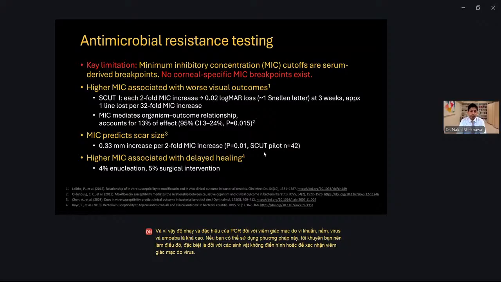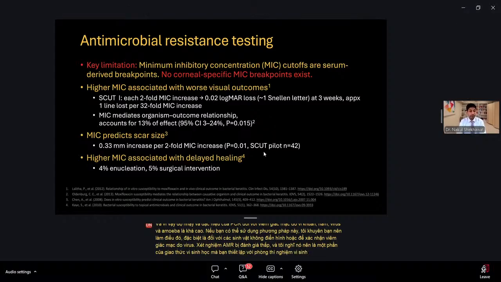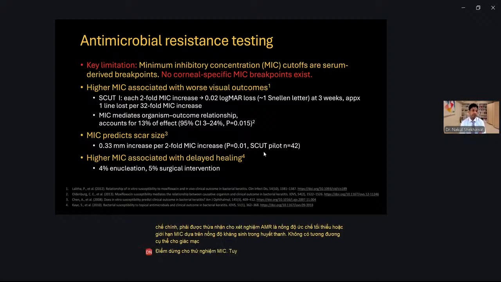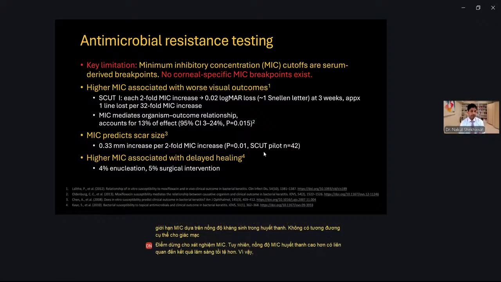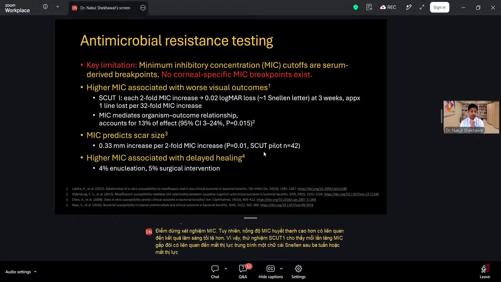AMR testing is underrated, and I think it should be a part of your microbiology protocol that you establish with your local microbiology laboratory. The key limitation, which must be admitted for AMR testing, is that minimum inhibitory concentration or MIC cutoffs are based on serum levels of antibiotics. There is no corneal specific equivalent breakpoint for MIC testing. Nonetheless, higher serum MIC levels are associated with worse clinical outcomes. So the SCUT1 trial showed that each twofold MIC increase was associated with one Snellen letter mean vision loss at 3 weeks, or one entire line of vision lost per 32-fold MIC increase.